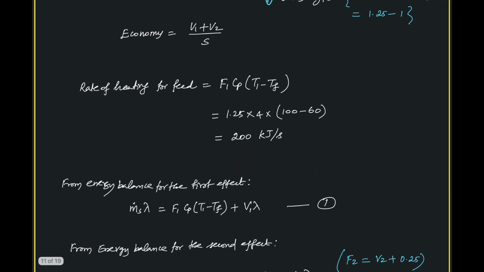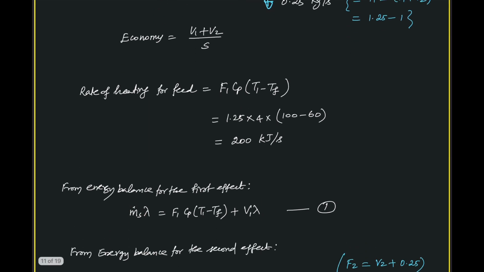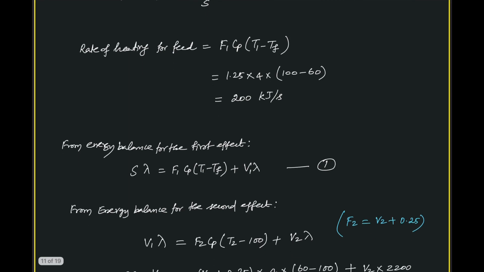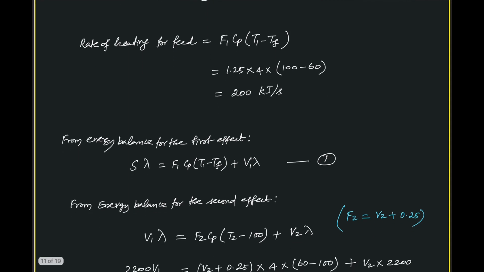So mass flow rate of steam can be written as m dot s. Otherwise, better we'll use the same convention here. Already we have used s here, so here also it is to be s. Okay, so we need to find S, that's the ultimate task.